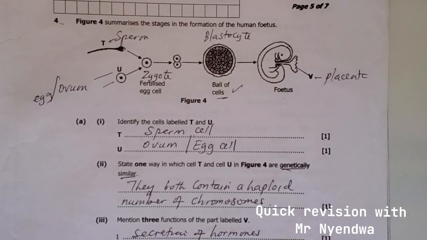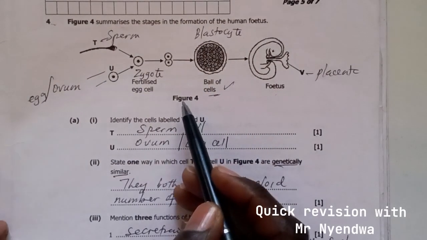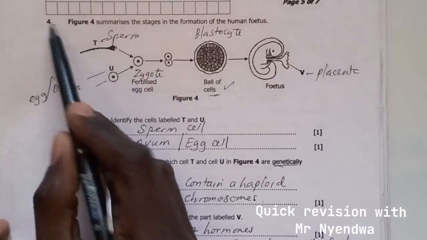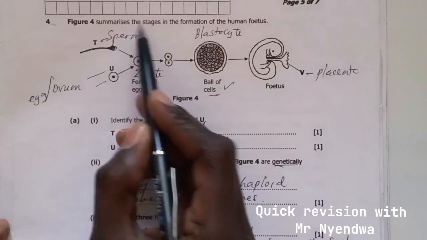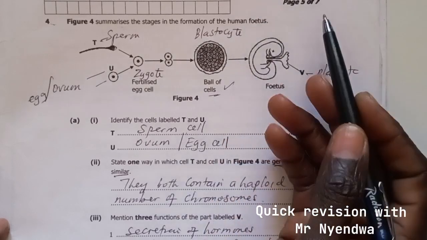So we want to continue with our biology revisions of the 2022 biology question paper. Remember that my last video ended on this question 4, so I'll start from here. Figure 4 summarizes the stages in the formation of the human fetus.